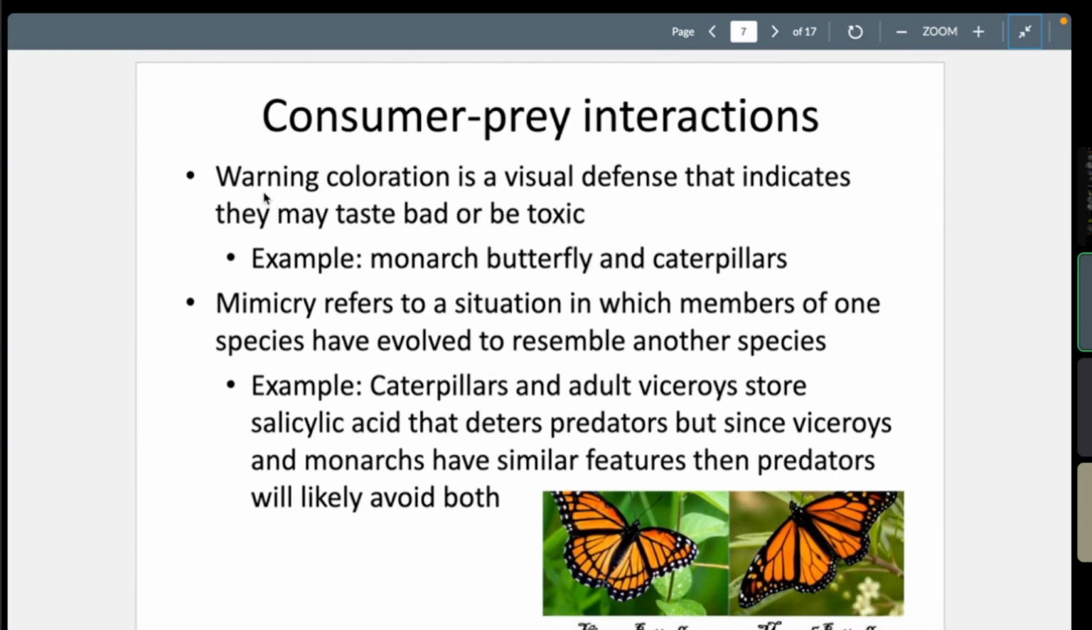Consumer-prey interactions continue. There's warning coloration. It's to visualize a fence that indicates that they may taste bad. Exactly as I said, monarch butterfly and caterpillars don't taste good and they can be toxic.